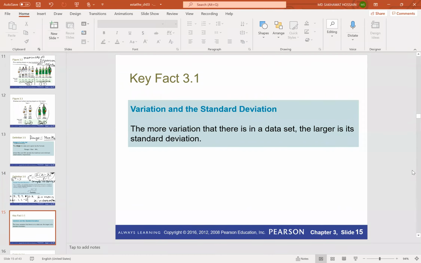So what does the sample standard deviation tell us? The more variation there is in the data set, the larger its standard deviation. That means if you have a larger value for standard deviation, the data set has more variation. So if the variation in the data set increases, then the value of the standard deviation will increase. So if you want to reduce the variation, you would expect to have a smaller standard deviation, right?